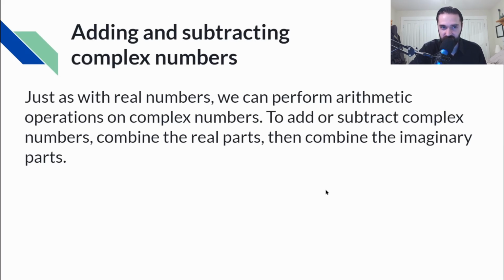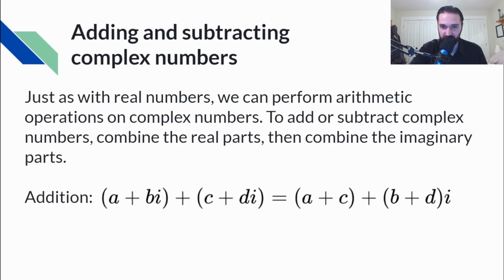Just as with real numbers, we can perform arithmetic operations on complex numbers. To add or subtract complex numbers, combine the real parts, then combine the imaginary parts. So if I have one complex number plus another complex number, I group together the real parts, A plus C, and then I group together the imaginary parts, BI plus DI, and then we can factor out that I to the right. So that's sort of like a reverse distributive property there.